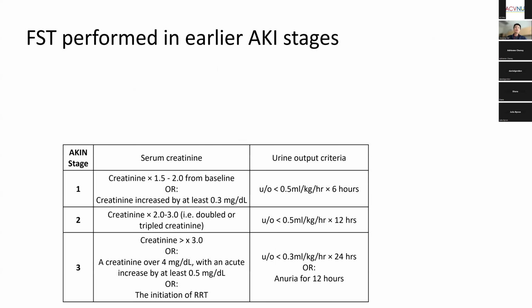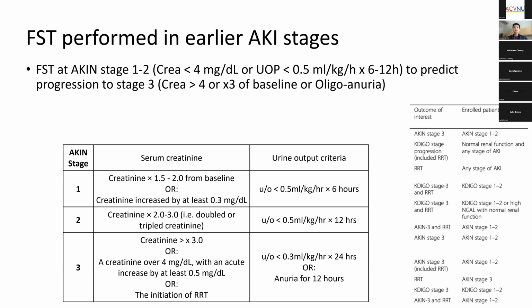So these are the human stages and AKI staging from 1 to 3. Basically, any patient that has a creatinine over 4 is at stage 3, or the patient had urine output less than 0.3 mL per kilo per hour over 24 hours. So these trials in humans are focused on patients that have really mild AKI, stage 1 to 2, to predict the progression to stage 3.